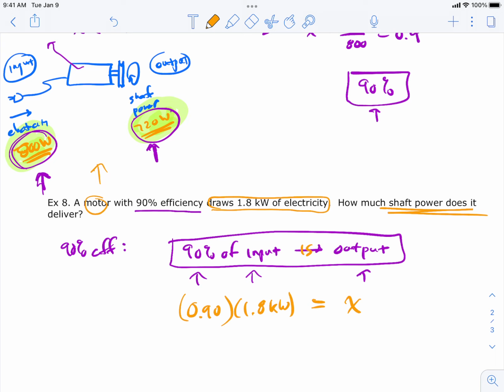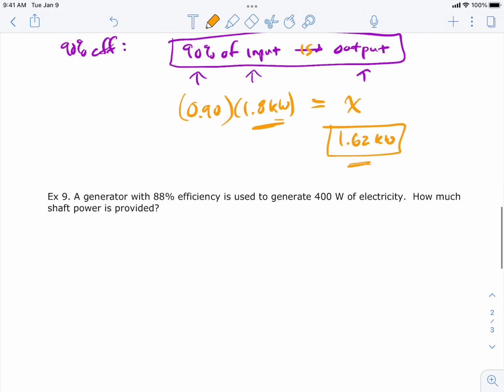Please tell me I did this. I didn't do this. All right, Mr. Calculator, I need your help. 0.9 times 1.8 comes out to 1.62, I guess. 1.62, and it was kilowatts here, so it's kilowatts here. 1.62 kilowatts of shaft power will be delivered. Again, you always get out less than you put in. You put in 1.8, you're not going to get quite as much out. 1.62 seems reasonable.